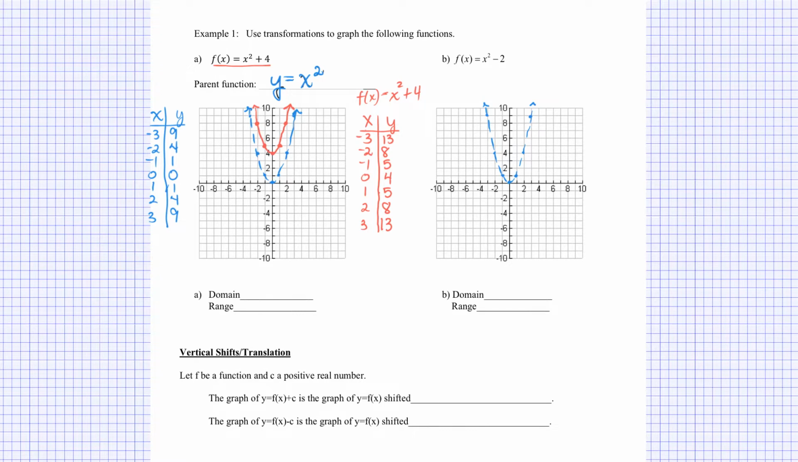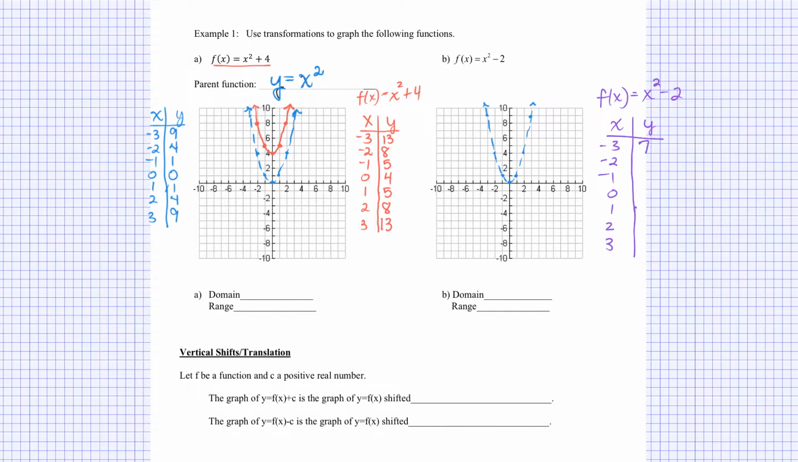Now, let's go ahead and look at the second one. So this one is going to be f of x equals x squared minus 2. So I'm going to go ahead and make a t-chart here. And I'm going to use the same -3, -2, -1, 0, 1, 2, and 3. And then I'm going to see what the effect of subtracting 2 from each of those squared values is going to be. So -3 squared is 9.